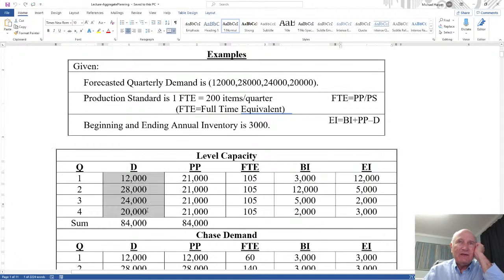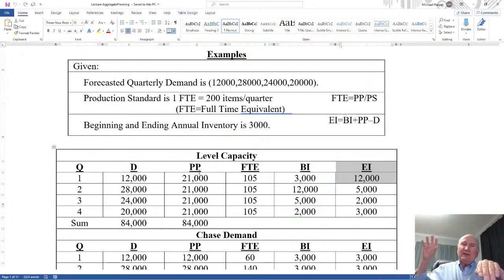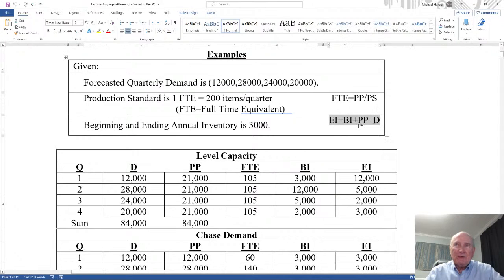But since our demand varies, the inventory will vary throughout the year. Since we're given 3,000, the ending inventory right here will be the beginning inventory plus our production. The production goes into inventory because it's a make-to-stock operation. The demand takes out of the inventory, because demand is met out of inventory. That leaves the ending inventory. So the beginning inventory plus production minus demand equals ending inventory. That equation is given right here.